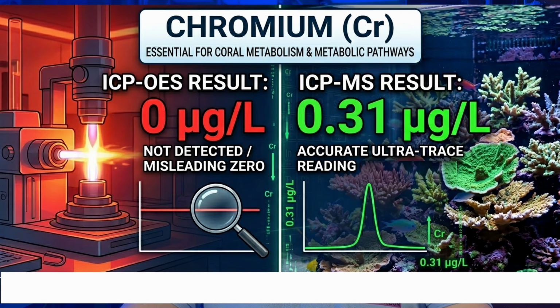Next one on the list is chromium. Chromium plays a vital role in coral metabolism. ICP-MS showed 0.31 and ICP-OES was 0. My target is between 0.3 and 0.5 micrograms a liter. Chromium is difficult for OES to measure at reef levels, and practical detection limits are often several micrograms per liter, which explains why many reef concentrations appear as 0.